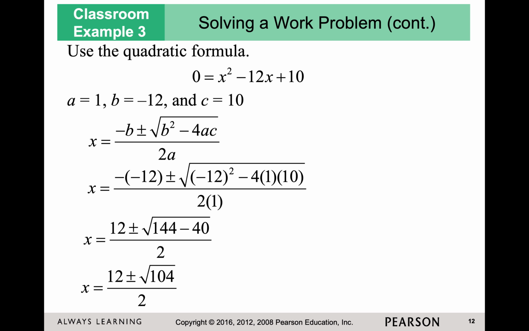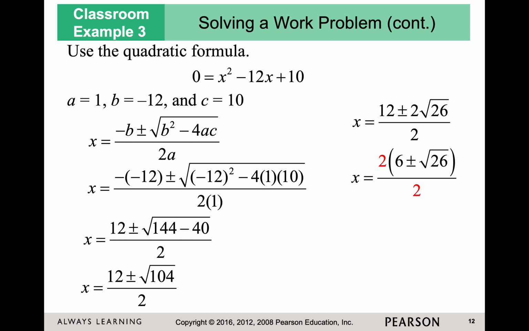Once I get down to here, the square root of 104 can be broken down into the square root of 4 times the square root of 26. The square root of 4 is 2, so that reduces. Then everyone here is divisible by 2, so this does simplify down to just 6 plus or minus the square root of 26, which we can guesstimate at 11.1 or 0.9.